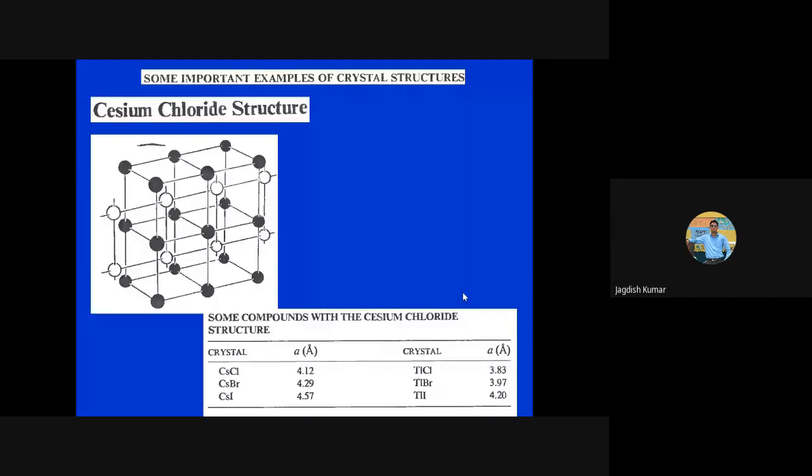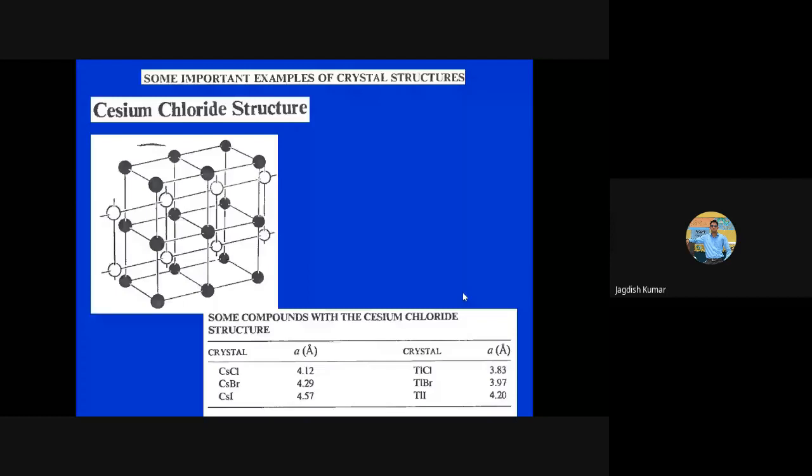Cesium chloride structure. This is also one of the very important and conceptually, I would say, confusing structures. If you don't understand basis and lattice properly, then you will be confused regarding cesium chloride structure, and you will see this as a BCC structure. But practically, it is a simple cubic structure. This is something really interesting. And the basis is so simple that you would see, oh, it is like a BCC. And you can confuse any student while taking a viva.